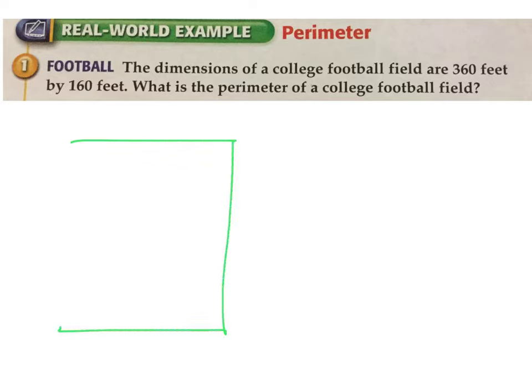Since we're outside, I'm going to use green. Now, we know the dimensions are 360 feet by 160 feet. And it asks to find the perimeter, P.